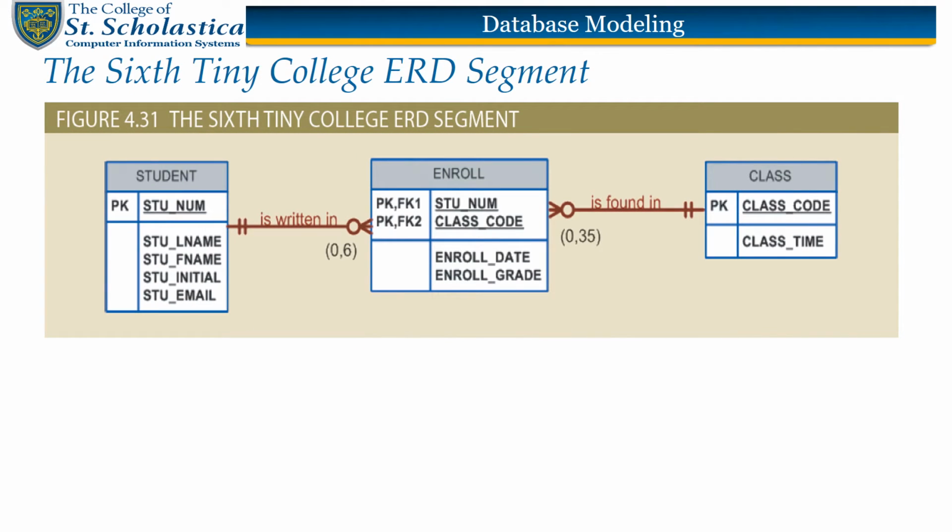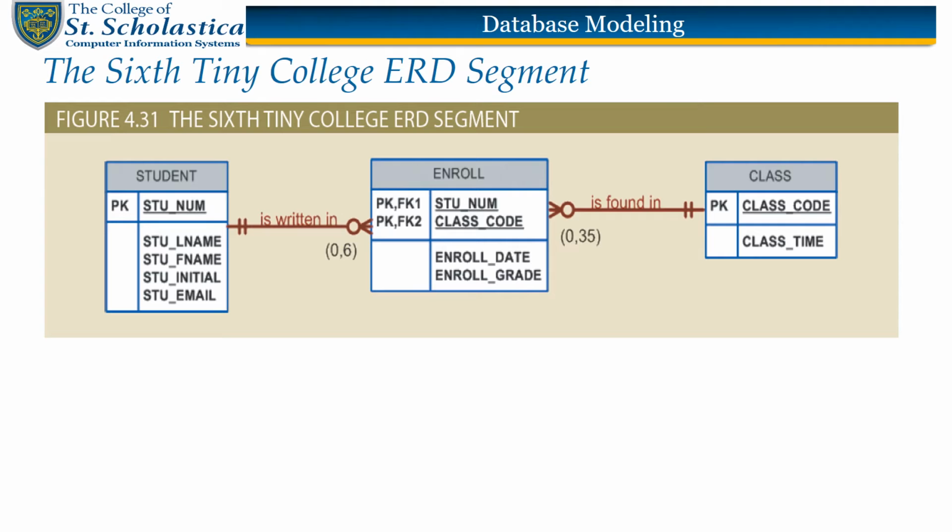Each student may enroll in up to 6 classes, and each class may have up to 35 students, thus creating a many-to-many relationship between student and class. Because a class can initially exist at the start of the enrollment period, even though no students have enrolled in it, student is optional to class in the many-to-many relationship. This many-to-many relationship must be divided into 2 one-to-many relationships through the use of the enroll entity, shown in the ERD segment in Figure 4.31.